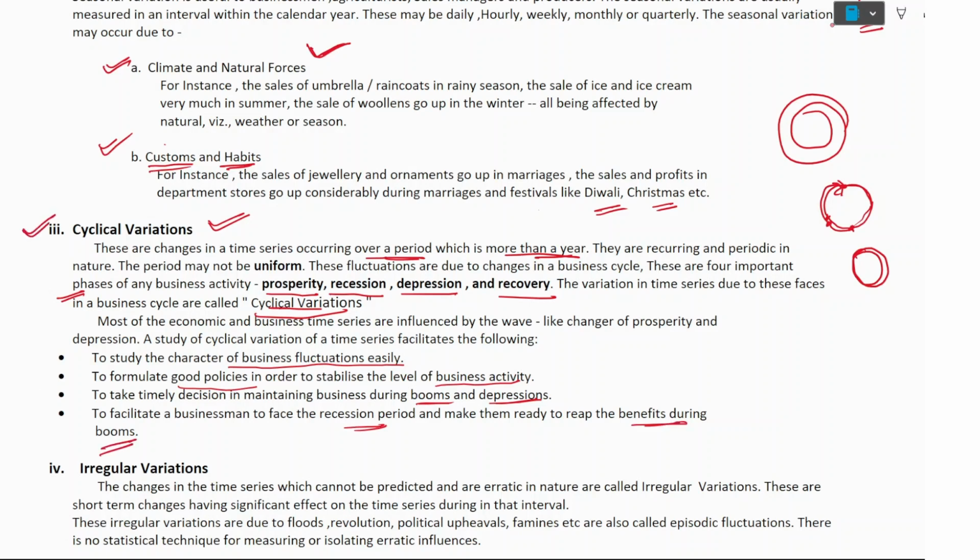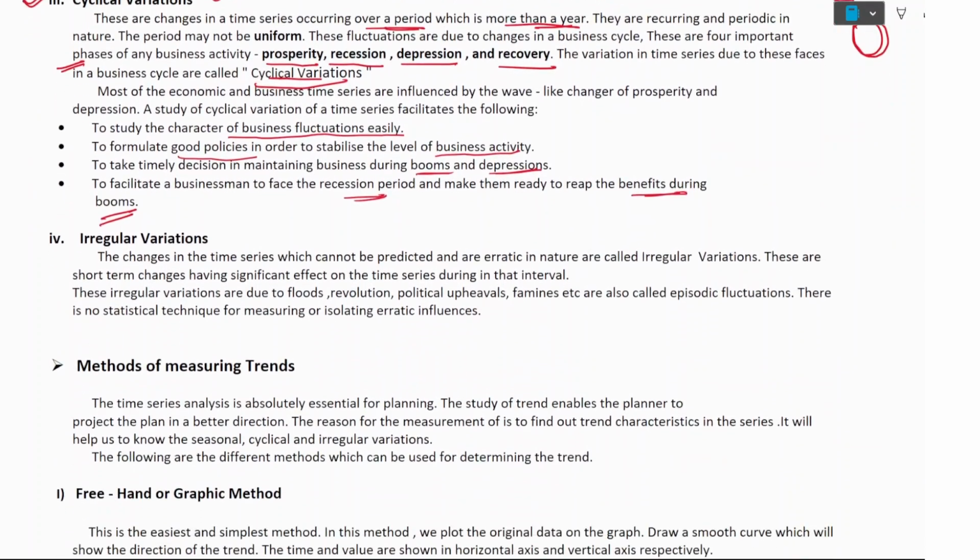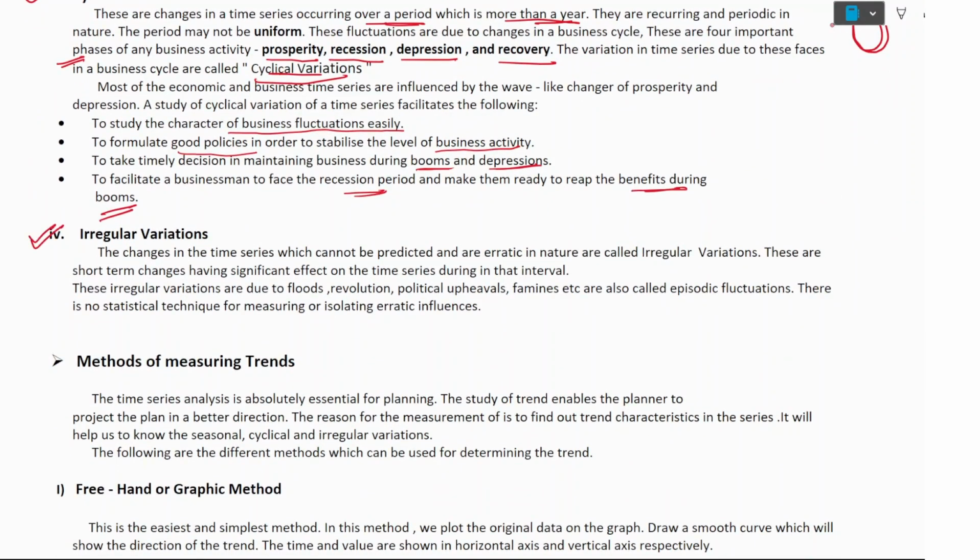Therefore, the third one which we discussed is cyclical variation. Now, the last component of time series is called irregular variation. Irregular, the word, means it is not regular. The changes which are going to happen are not regular, that means the changes in the time series cannot be predicted. Now, for seasonal variation, you can predict the change, right? Because at Christmas time they know that the sale of cakes and Christmas items is going to increase. But here we cannot predict it; it is an erratic change in nature, called irregular variation.